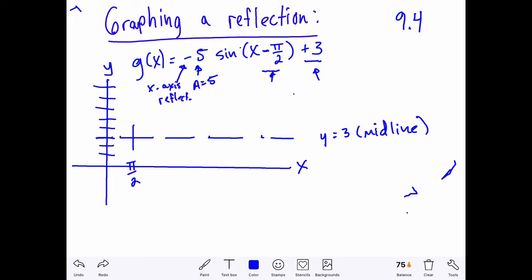And let's do now our period. Vertical shift, horizontal shift. Okay, and our horizontal shift is sometimes called a phase shift. We'll talk more about that as we go forward. Okay.